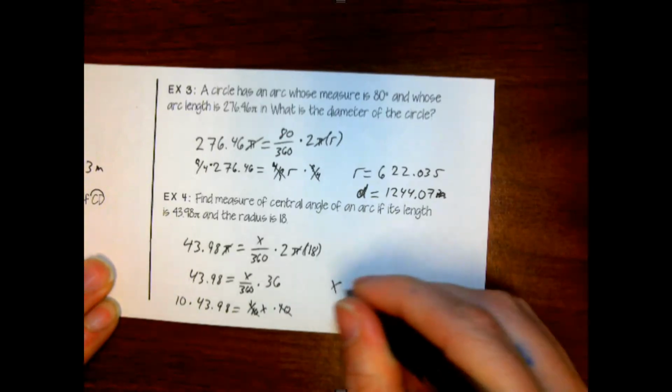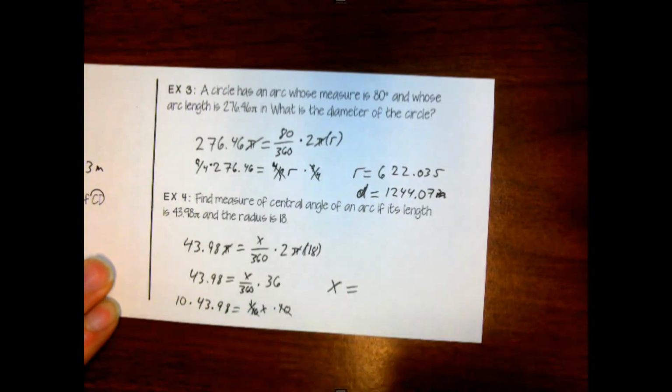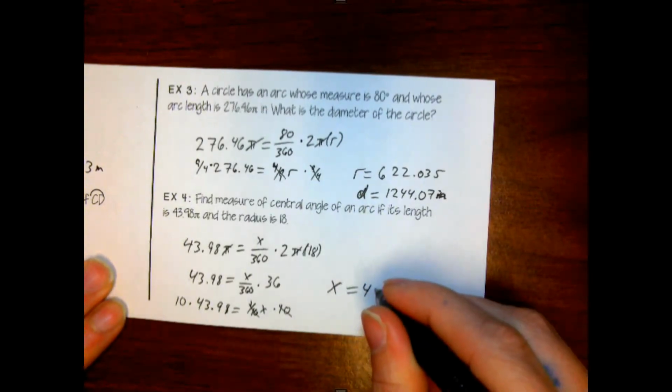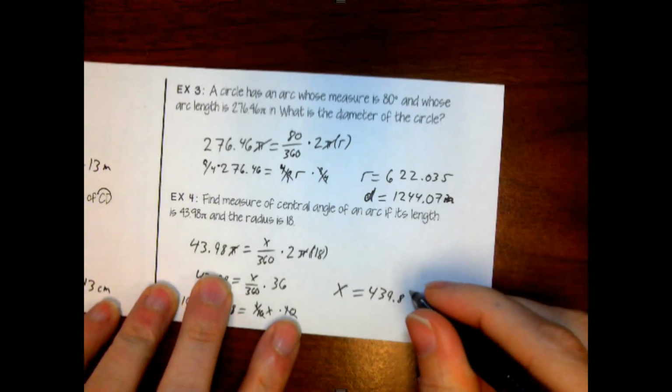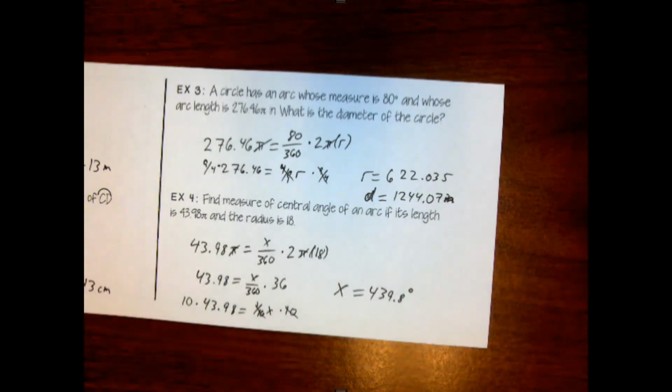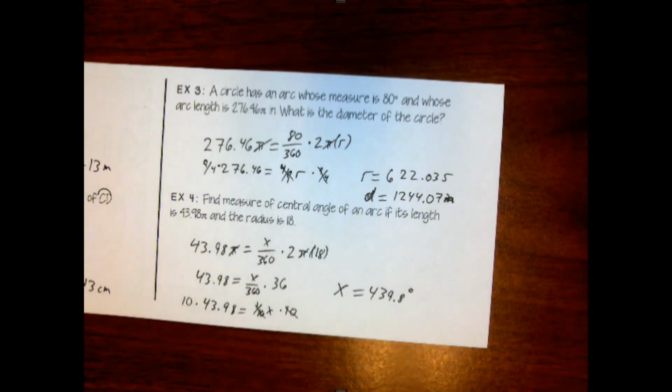So x equals this times 10, which just moves the decimal one space over, or you can do it in the calculator, of course, which is 439.08. So this will be in degrees actually, because it's the measure of an arc, and that means it's an arc that's bigger than the whole circle. But anyway, that's how it works out in this case.